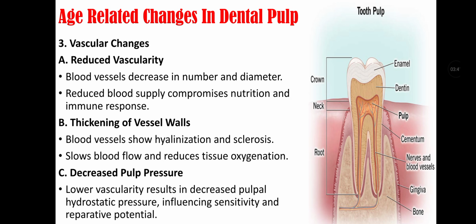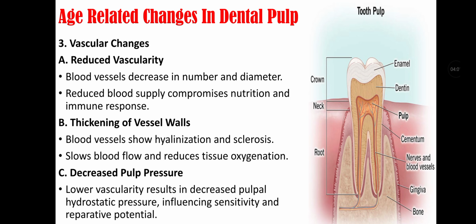Third change is vascular changes. It includes reduced vascularity, thickening of vessel walls, and decreased pulp pressure. Reduced vascularity: blood vessels decrease in number and diameter with aging dental pulp. It reduces blood supply. It compromises nutrition and immune response.